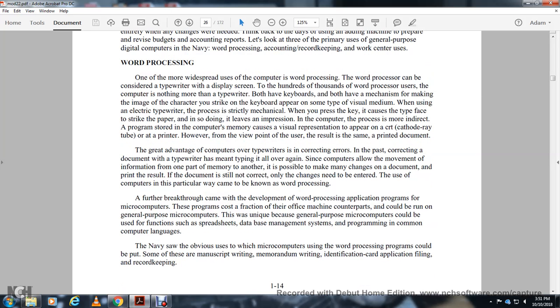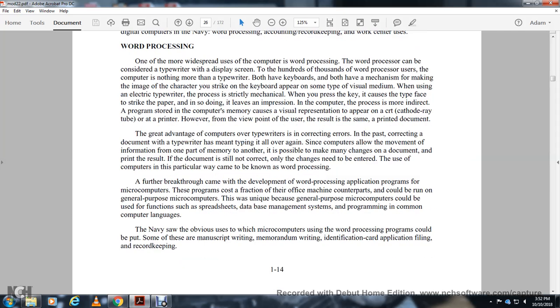With the development of word processing application programs for microcomputers, programs comparable to their dedicated machine counterparts could be run on general purpose microcomputers. Unique because the general purpose microcomputers can be used for functions such as spreadsheets, database management systems, programming and computer languages, the microcomputer word processing program could be put to use in manuscript writing and in application, card and file keeping.